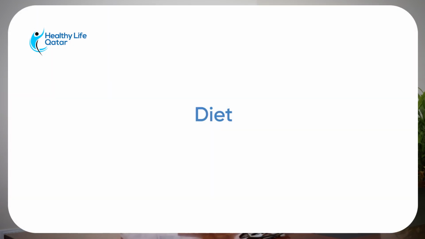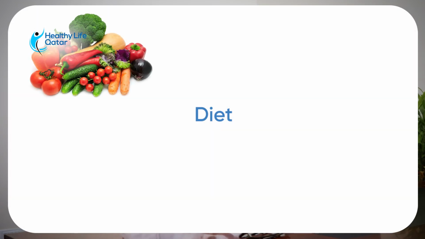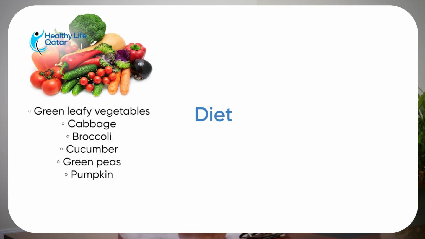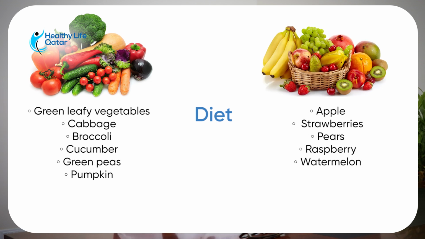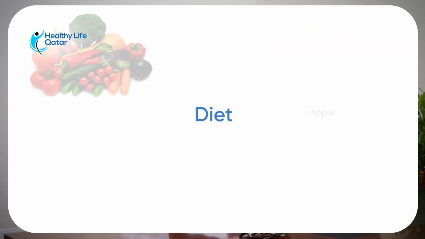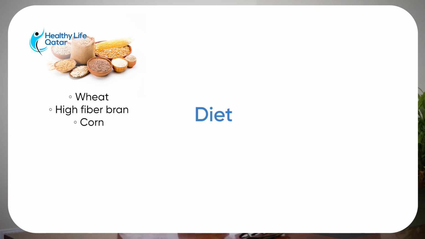So what is the diet that has been recommended for both these cases? We should encourage the patient to take a lot of vegetables in the form of green leafy vegetables, cabbage, broccoli, cucumber, green peas, pumpkin, all those things. And also we have to encourage them to take a lot of fruits like apple, strawberries, pears, raspberries, and also watermelon.